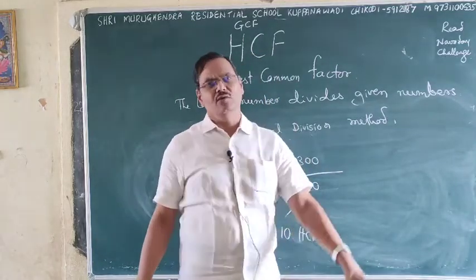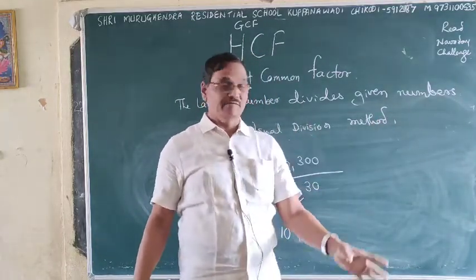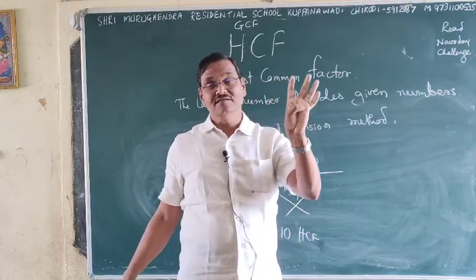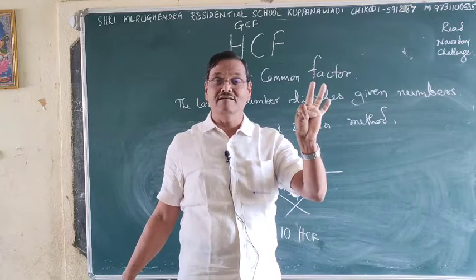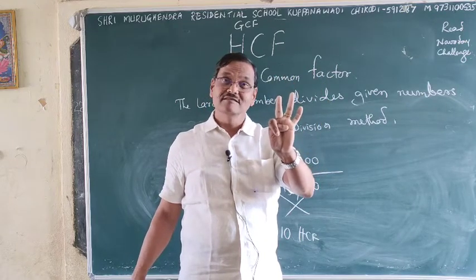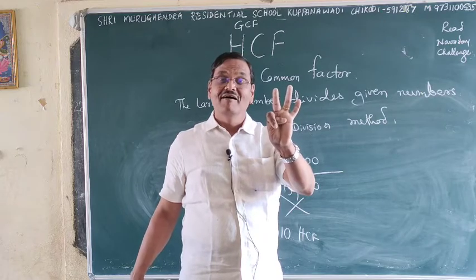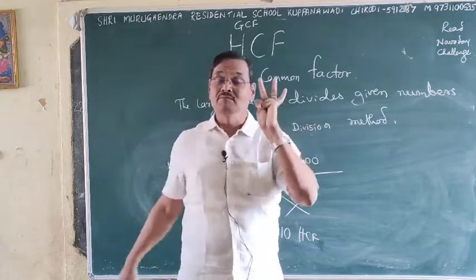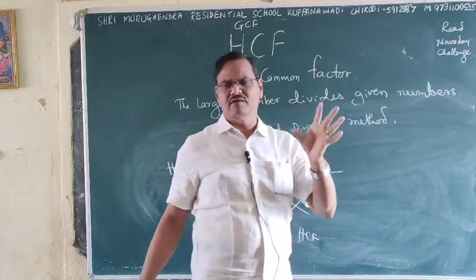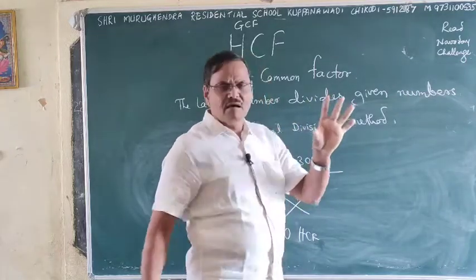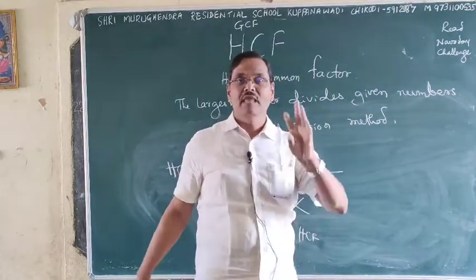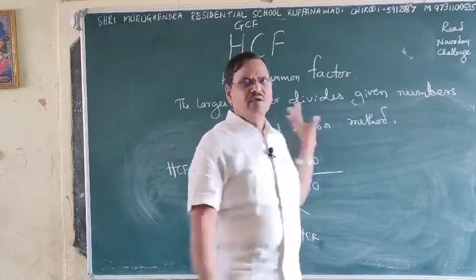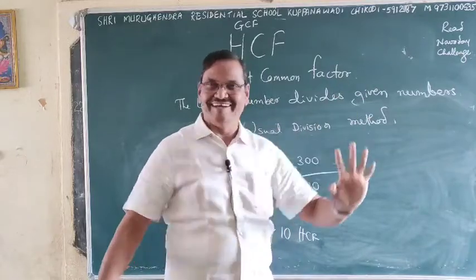And 5 methods I gave you. One is, 6 methods. One is the all factorization method. The second is the separate factorization method. Third is the continuous division method, and one more is mouth calculation. I gave you, you can rewind and understand that.